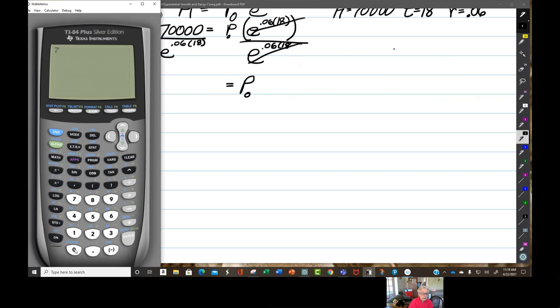So 70,000 divided by, I feel better putting it in parentheses, but I don't really think I need to. e to the 0.06 times 18. Since both of these numbers are up in that box, I don't need to worry about other parentheses. However, for the older operating system, remember you've got a parenthesis over here that you need to close. All right, let's hit enter.